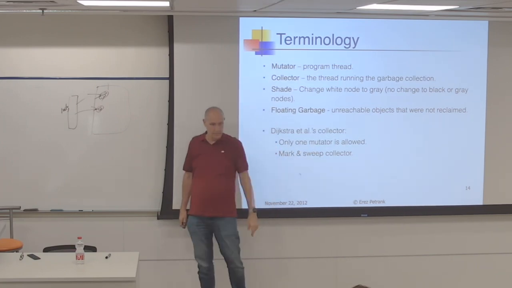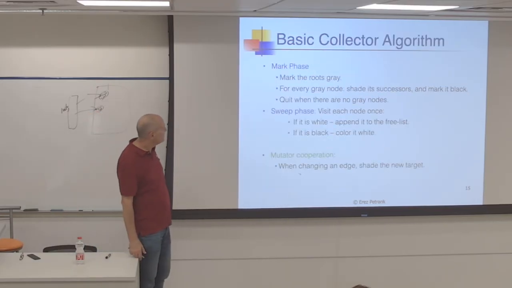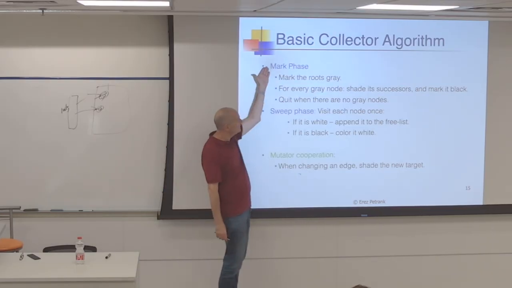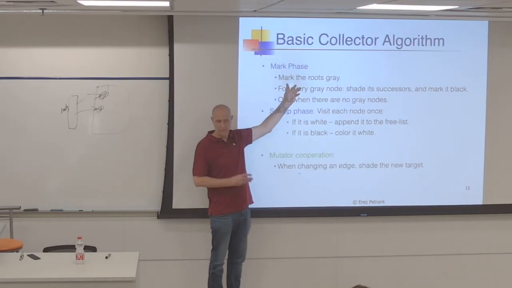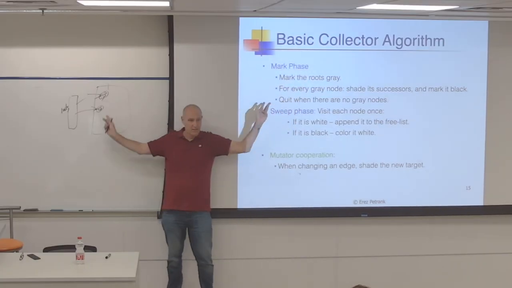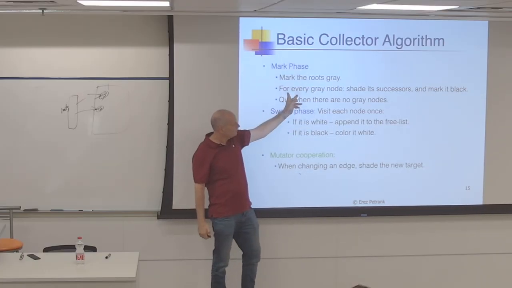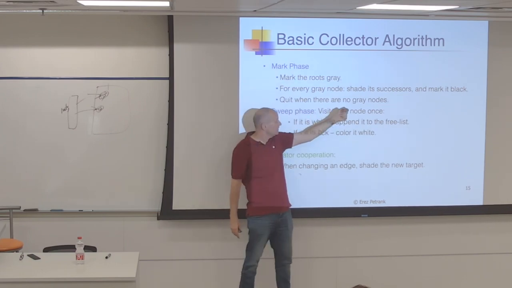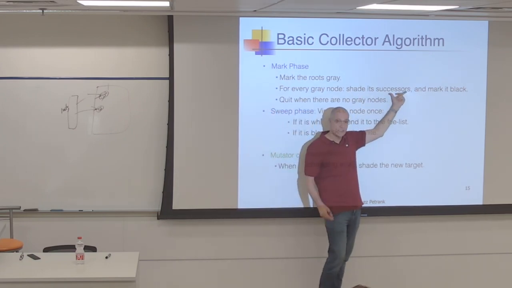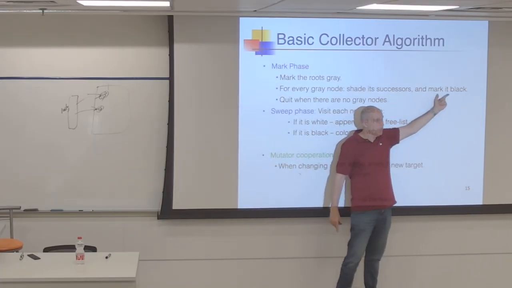Okay, so with Dijkstra's collector, only one mutator, one program thread, is allowed, and we use a mark and sweep collector. So here is the basic collector. I have a mark phase, so I mark the roots gray. This is the first thing that I do. Normally it will be just look at these pointers and mark those directly reachable from the roots. Now for every gray node, I look for gray nodes, I find one, I shade its successors, its children, so no one is white anymore, and then I mark it black.